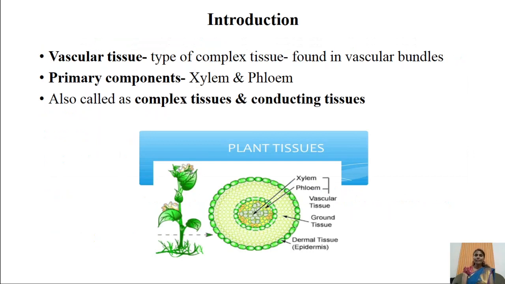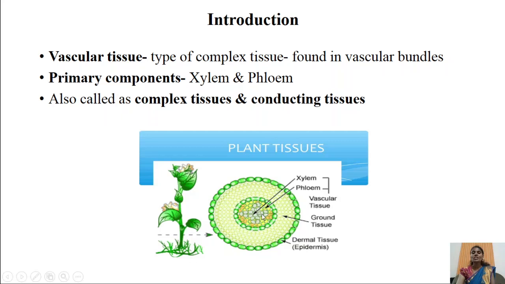So, as I already told, vascular tissues are a type of complex tissue since they are made up of different types of cells which perform similar functions and are restricted to vascular bundles of the plant system. Hence, they are referred to as vascular tissues. The vascular tissues primarily consist of xylem and phloem, which are also known as complex tissue, and they are also called conducting tissue since they are involved in conduction of food and water.